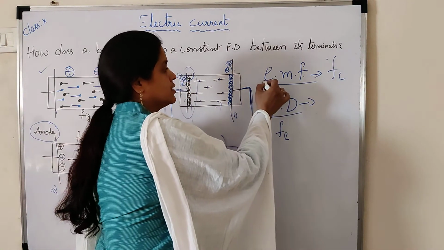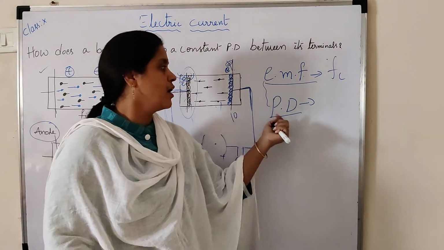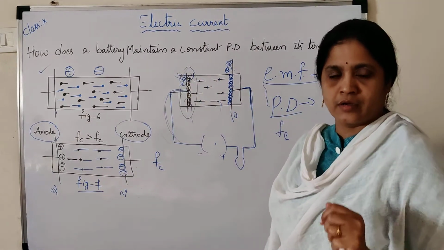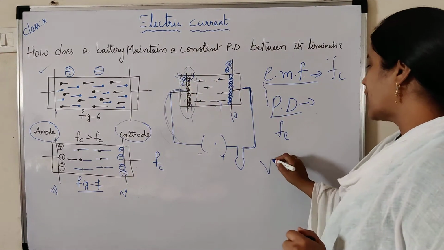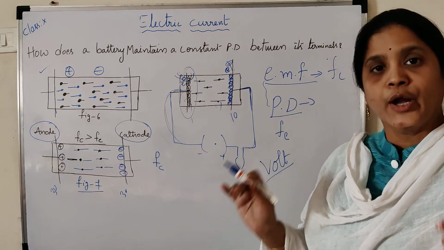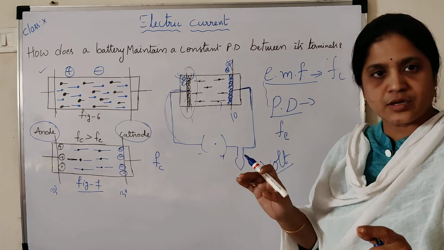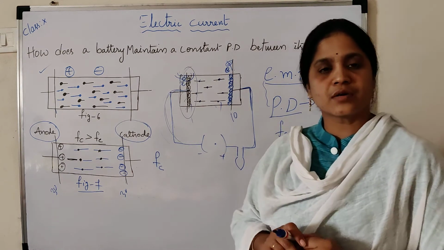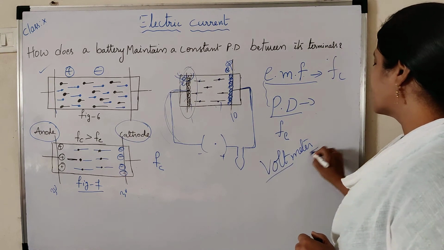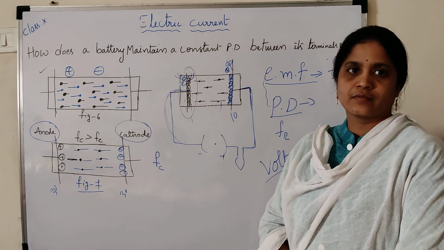To measure EMF in a battery or the potential difference in a circuit, we use a voltmeter. The units of both are the same, volt. To measure the potential difference or EMF in a circuit, we use a meter known as a voltmeter. By using this voltmeter, you can find out the potential difference and EMF. Thank you.